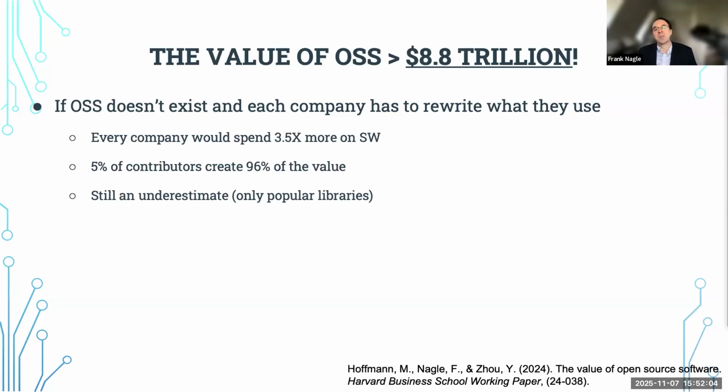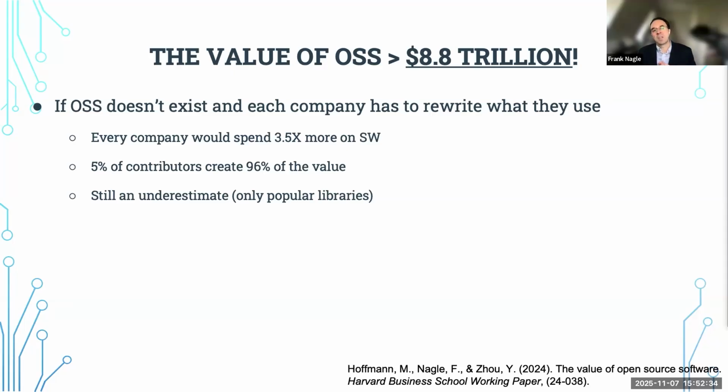But to give some context to that number, what that means is that every company would spend about 3.5 times more on software than what they spend today, right? So open source is creating this huge value for companies, and if it didn't exist at all, and they either had to write it themselves or pay somebody else to write it for them or to buy it, then they'd be spending about 3.5 times more on software than they spend today.